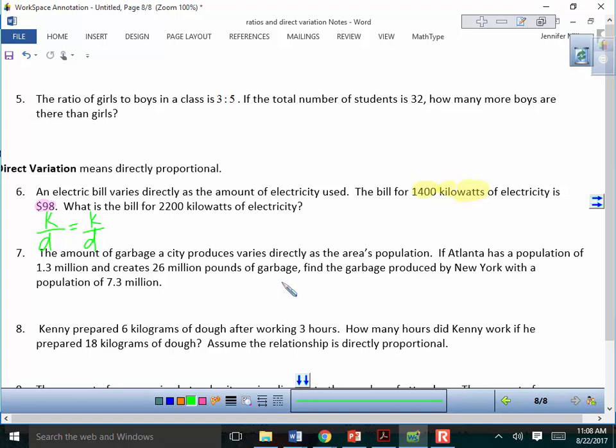Okay, now how would I set this up? Could you help me, Talik, please? How would I set up this proportion?